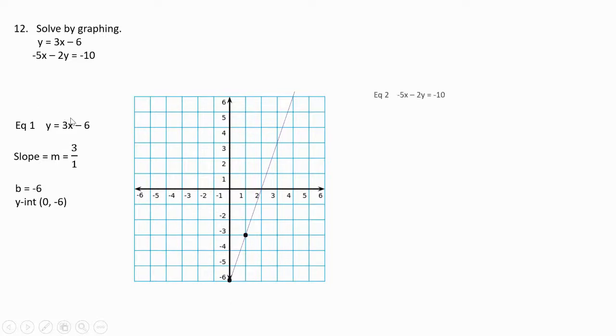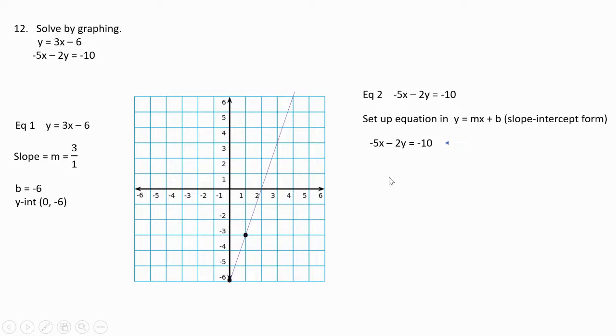Then we go to equation number 2. Equation 2 was -5x minus 2y equals -10. So I need to put it in the form y equals mx plus b. First of all, I'm going to add 5x to both sides, so we get -2y equals 5x minus 10. Then we divide both sides by -2. So this is the result: y equals -5/2 x plus 5.